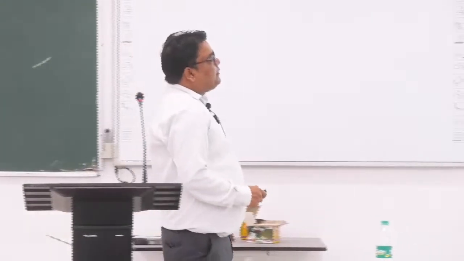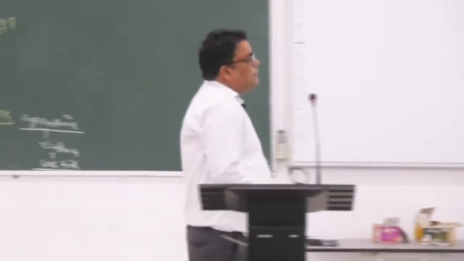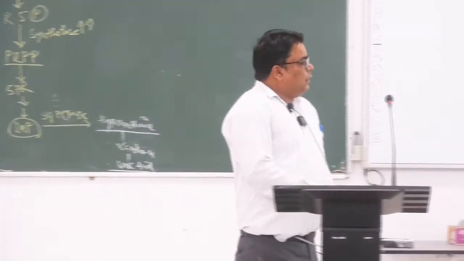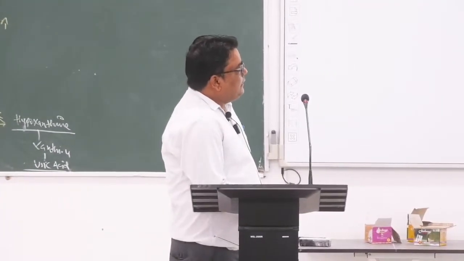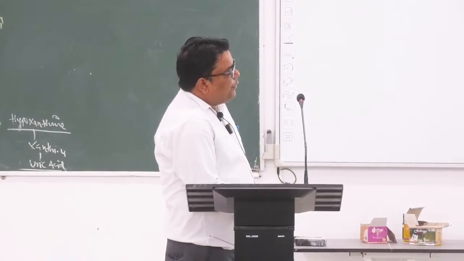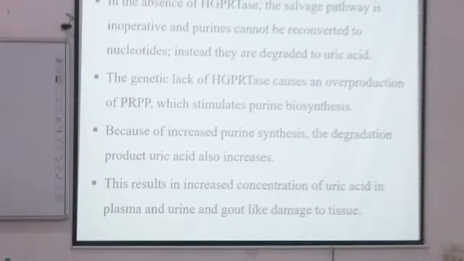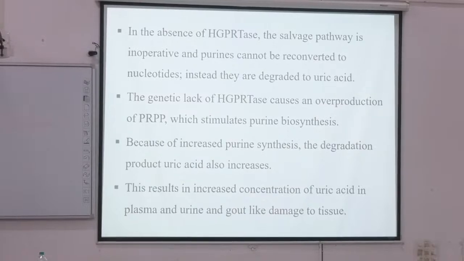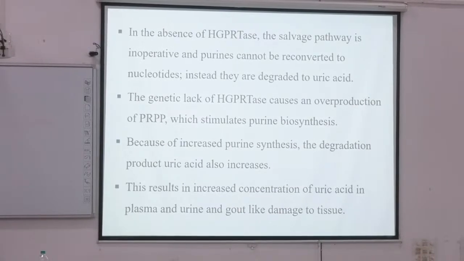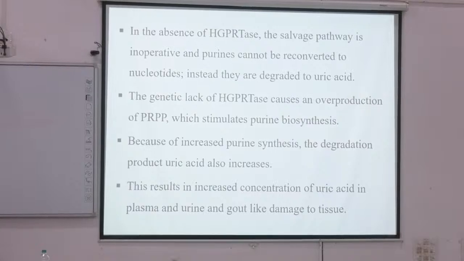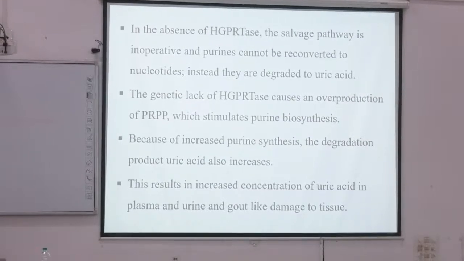The purines cannot be reconverted into nucleotides, then they are degraded to uric acid. So ultimately what happens? The purine synthesis increases, the degradation products, uric acid, also increase, and the uric acid level increases in plasma and urine, and gout and some other tissues are damaged. Ultimately, there is an overproduction of uric acid.